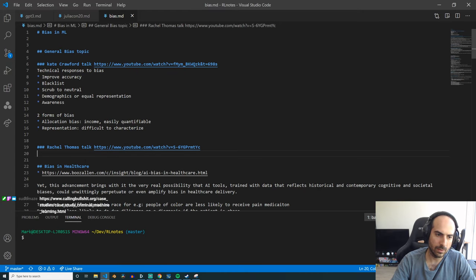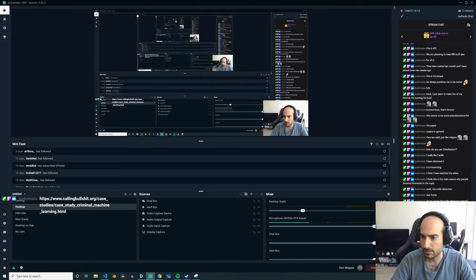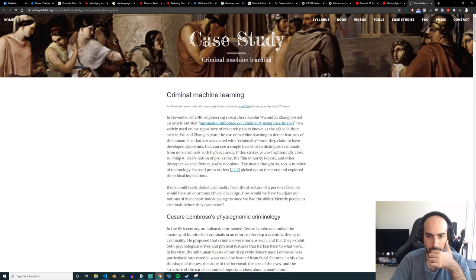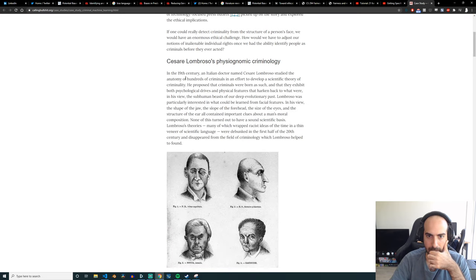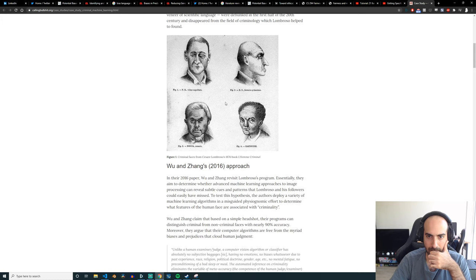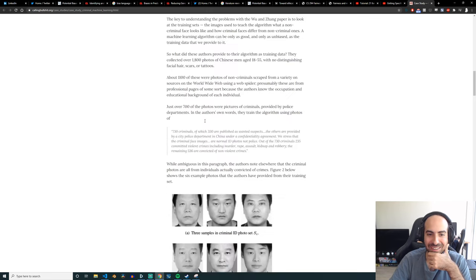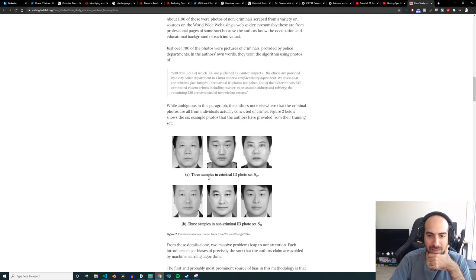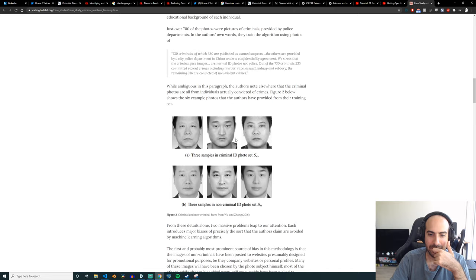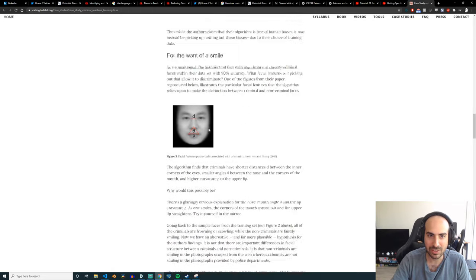Okay, wait, so basically image classes, calling bullshit case studies, criminal machine learning. What is this? So who's the criminal? How are you, if you're not a criminal? I don't know, it's like sharper edges or something in the face. What is this even detecting? It's like not smiling as much. I don't get why you'd even publish this at all, for the want of a smile.